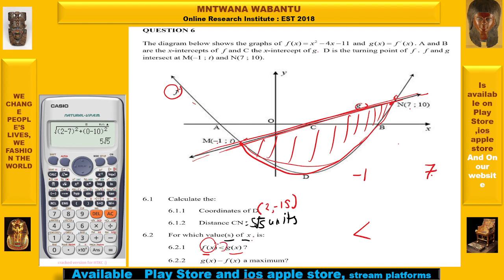But since they say excluding, you must also write excluding here. If it was including, I would put including, but for now they did not say including, so this is going to be the value of x. This is going to be the answer. You just write it how it is.